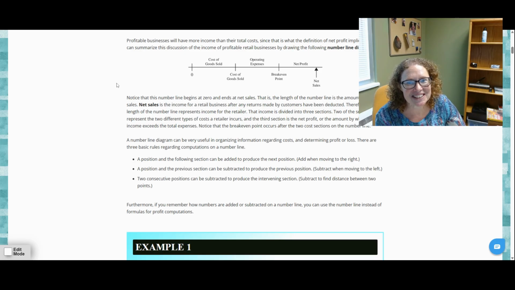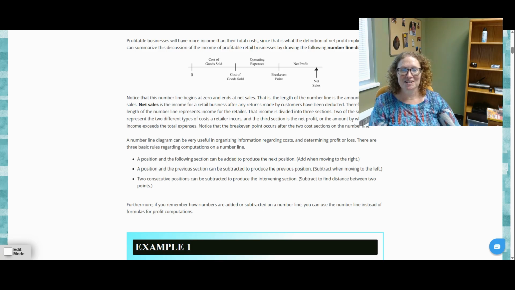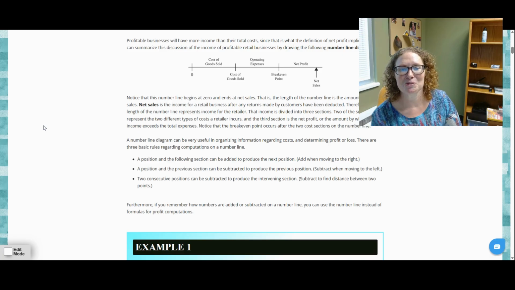Think about these when you look at the number line. A position in the following section can be added to produce the next position. So when we're moving to the right, we're going from left to right here. A position can be subtracted from the next position to produce the previous position. So we're subtracting, we're going to the left. And 2 consecutive positions can be subtracted to produce the one in the middle, so that we have the distance between the 2 points.